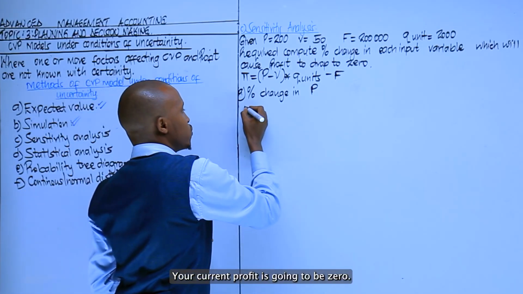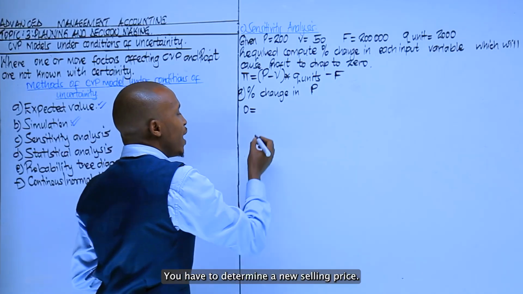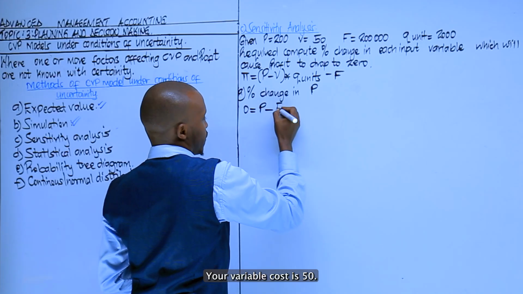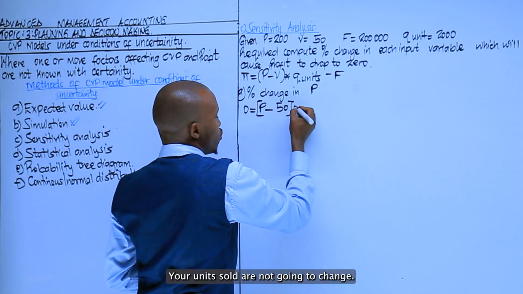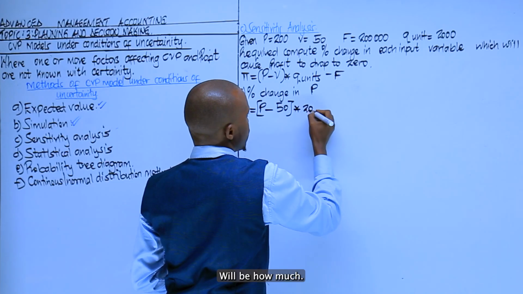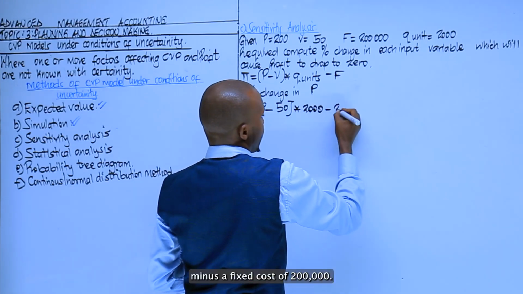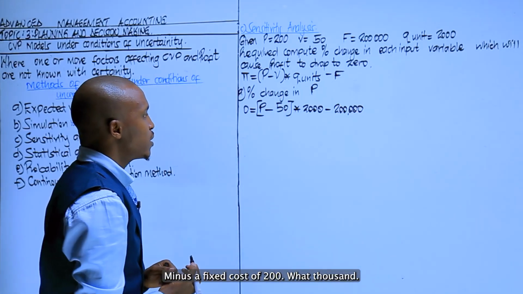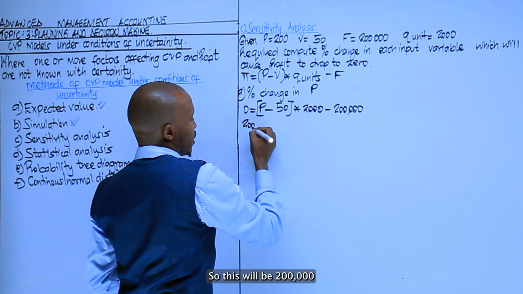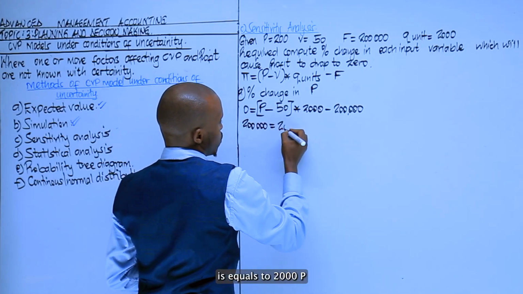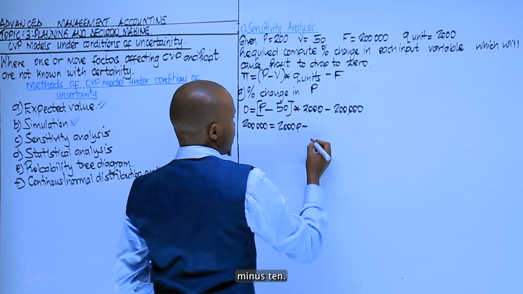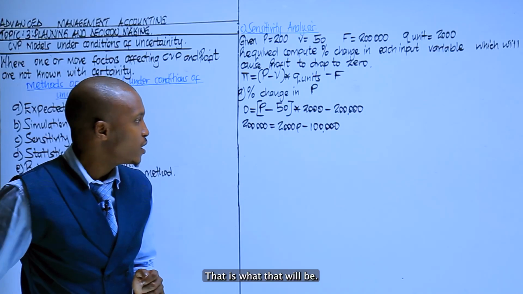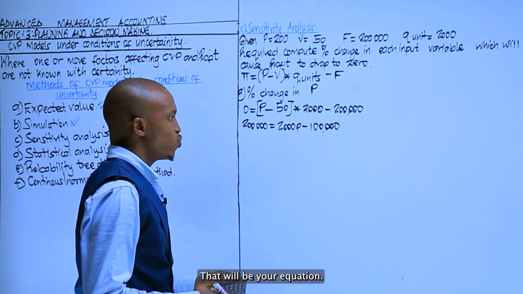Your profit is going to be zero. You have to determine a new selling price. Your variable cost is 50. Your units sold are not going to change, so 2,000 units, minus a fixed cost of 200,000. So this will be 0 equals 2,000 times (P minus 50) minus 200,000. That will be your equation.